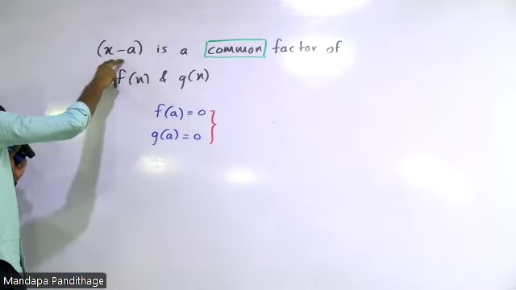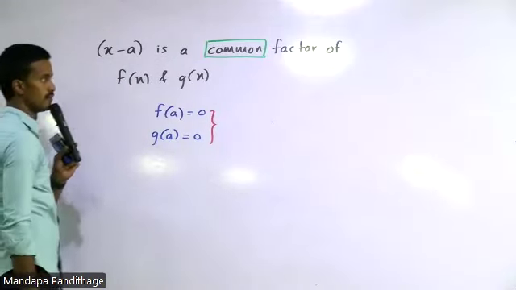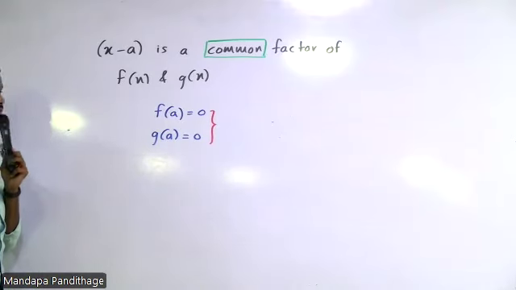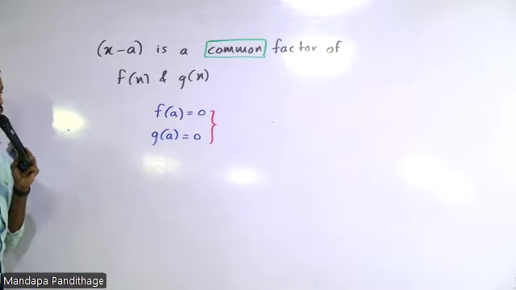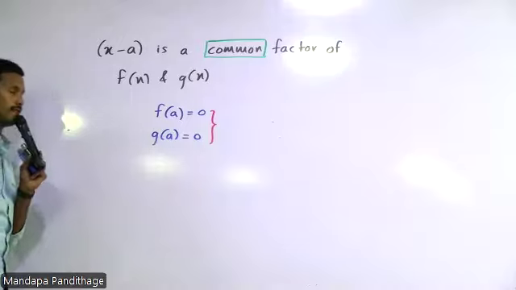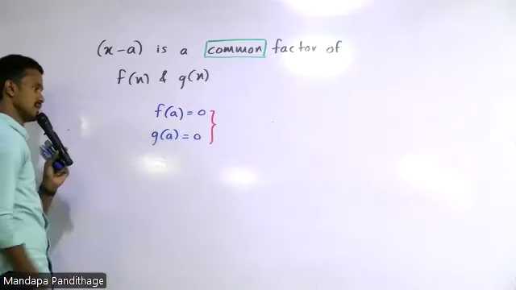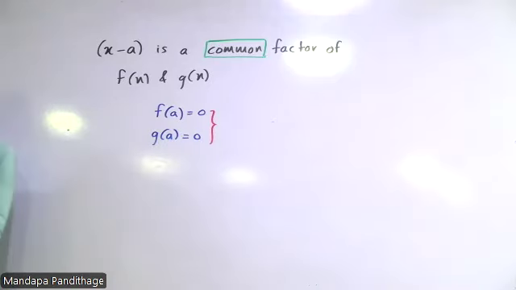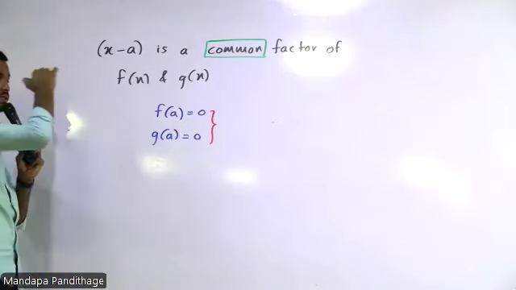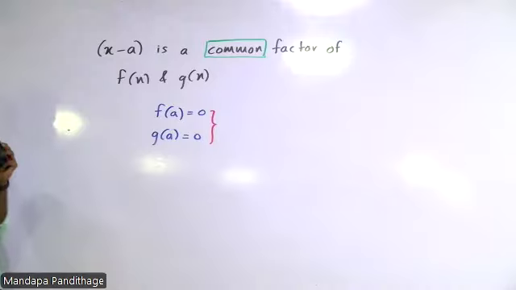Okay, the next line, write this. If x minus a is a common factor of f(x) and g(x), then f(a) equals 0 and g(a) equals 0. Okay, underline that part in a red pen, that f(a) equals 0 and g(a) equals 0.